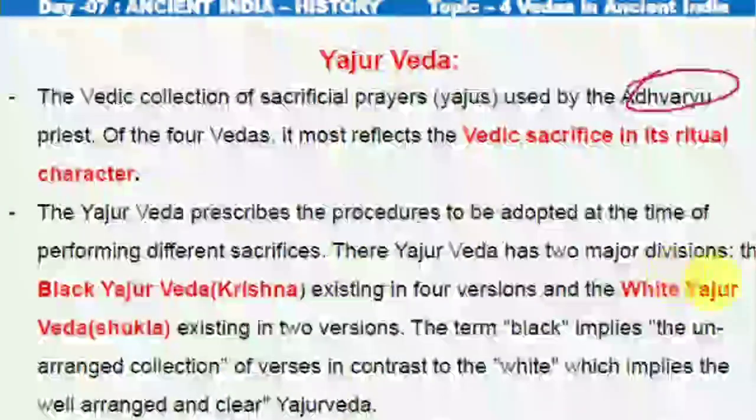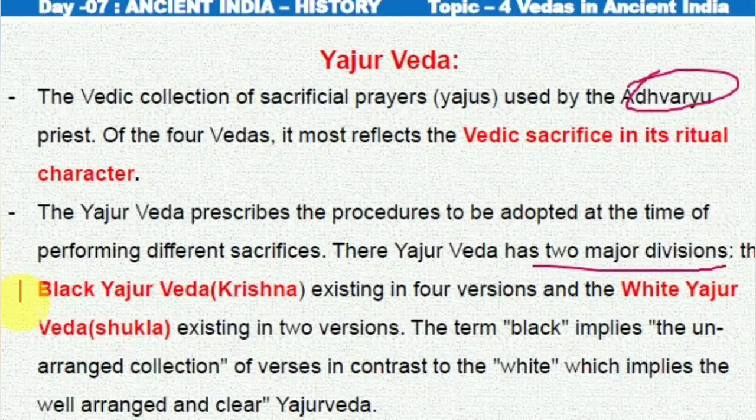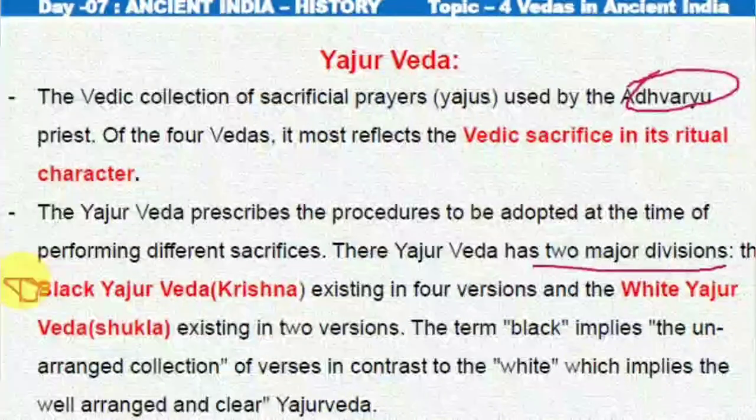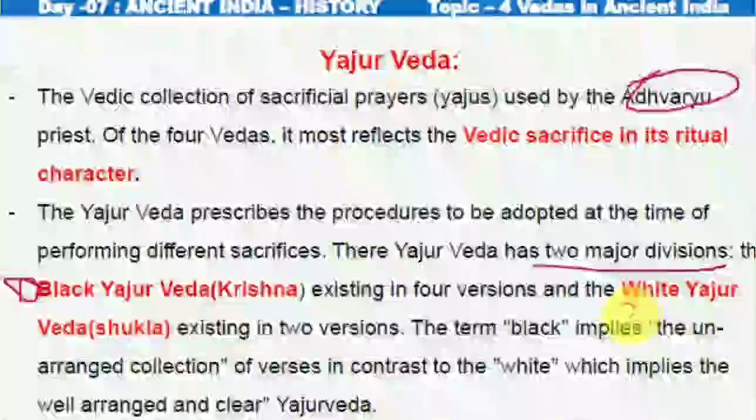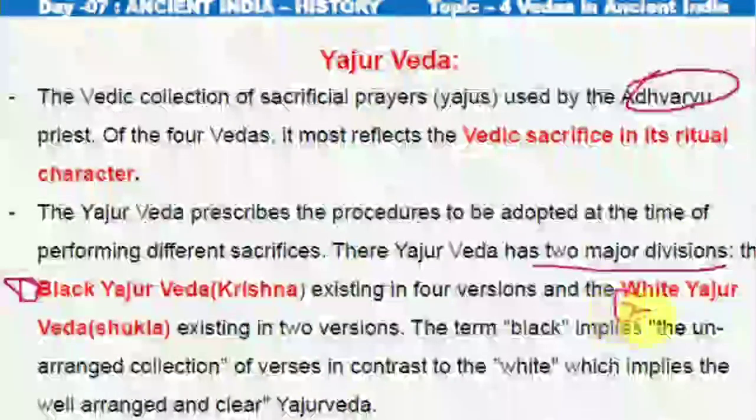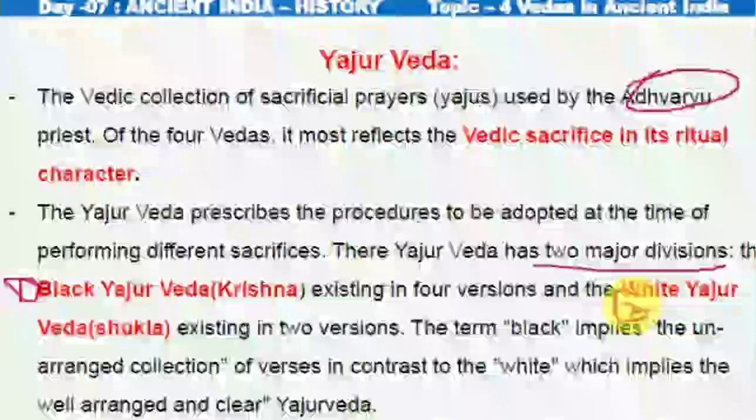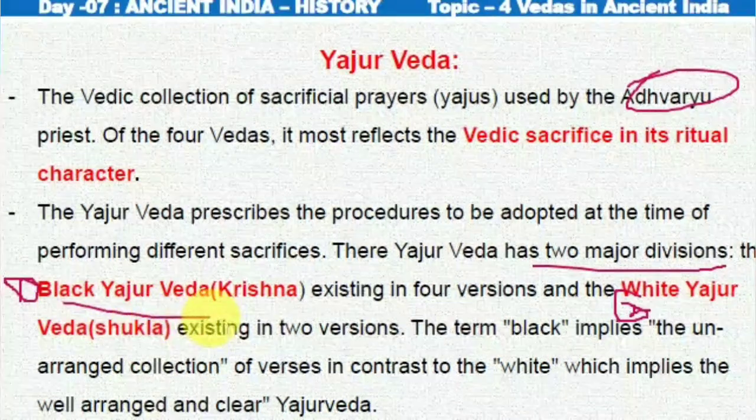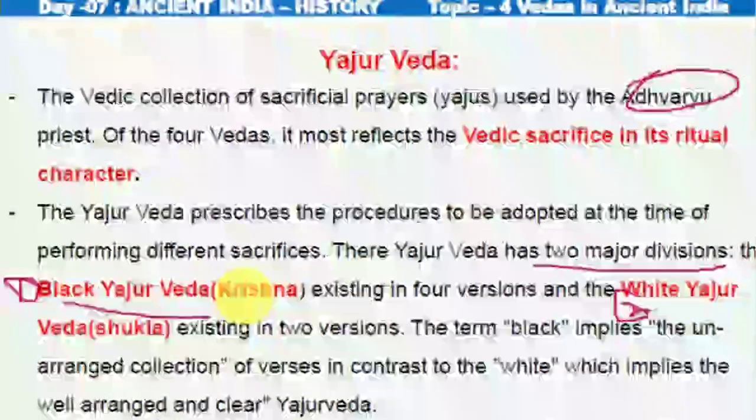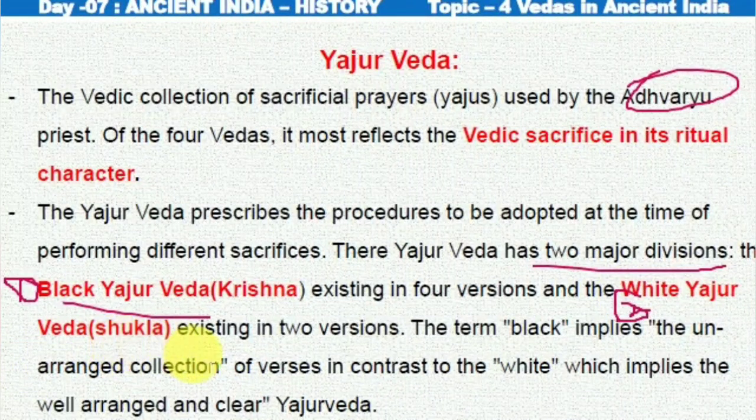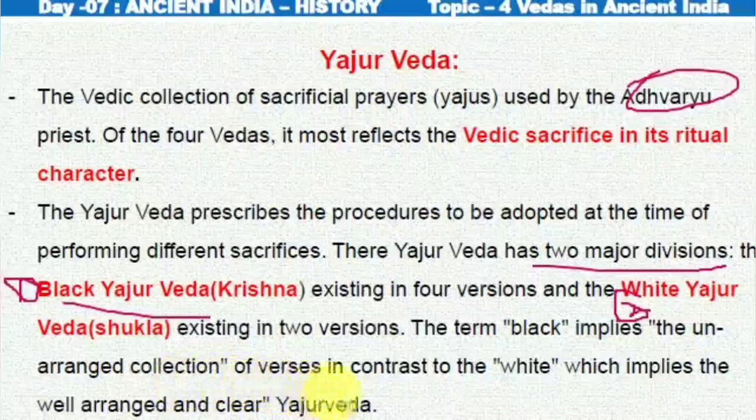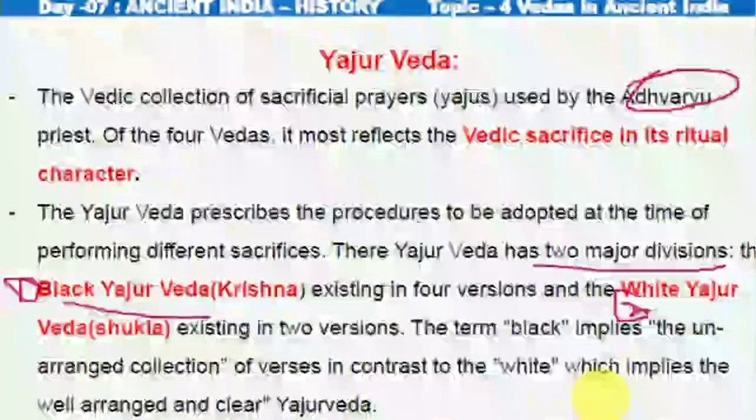The Yajur Veda has two major divisions. You remember the two major divisions. The first one is Black Yajur Veda, and the second one is White Yajur Veda. As you know, there are two phases in a month, Krishna Paksha and Shukla Paksha. Likewise, it is known as Black Yajur Veda and White Yajur Veda. The term black implies the unarranged collection of verses, in contrast to the white, which implies the well arranged, clear verses of the Yajur Veda.